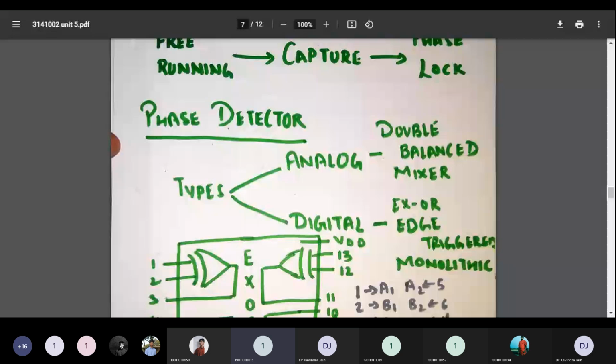Okay. You mean to say that when there is a similarity in input, output is low, otherwise the output is high. Correct? Yes, sir. Good. Thank you.